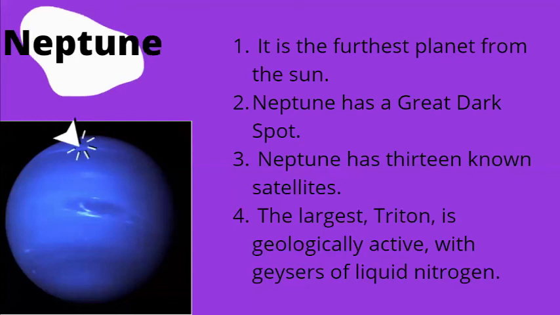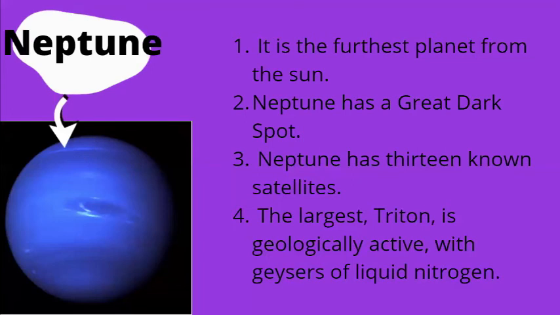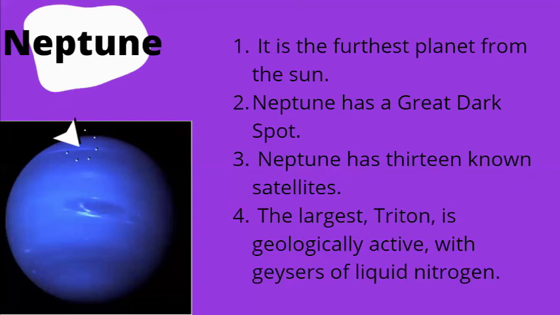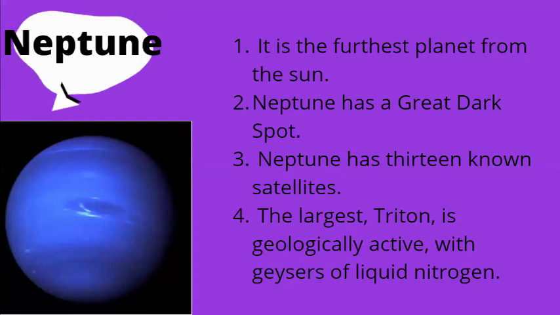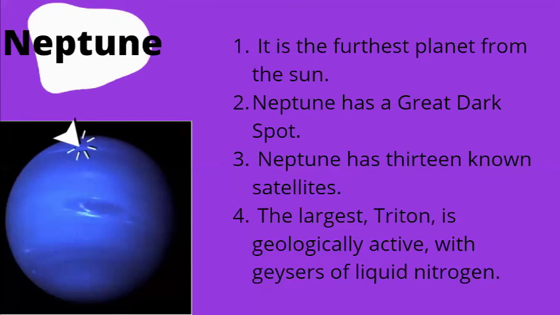Neptune has a great dark spot. This is probably a storm similar to the great spot on Jupiter. It radiates more internal heat, but not as much as Jupiter or Saturn. Neptune has 13 known satellites. The largest, Triton, is geologically active with geysers of liquid nitrogen. Triton is the only large satellite with a retrograde orbit.